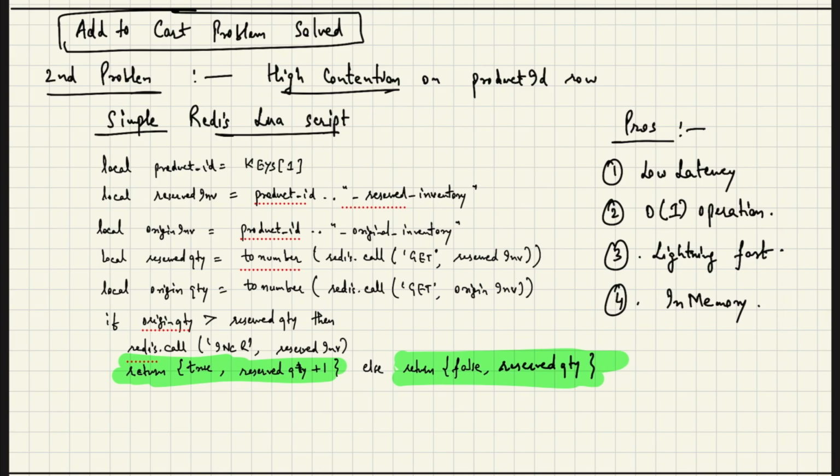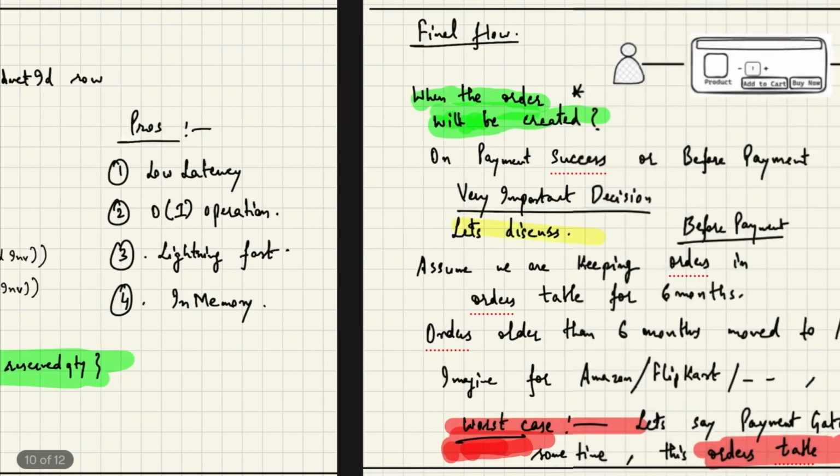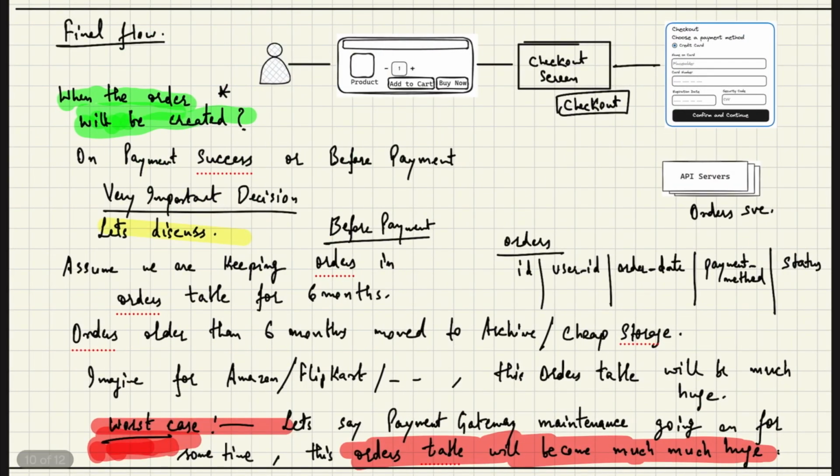So this is how we can solve this particular problem. Now let's move further. What would be the final flow? Now we are slowly going into the nitty gritty details for each and every step, right? For example, what would be the final flow? User comes on to the e-commerce app, he has clicked on add to cart, after then he has clicked on checkout, right? After that checkout, what would happen?